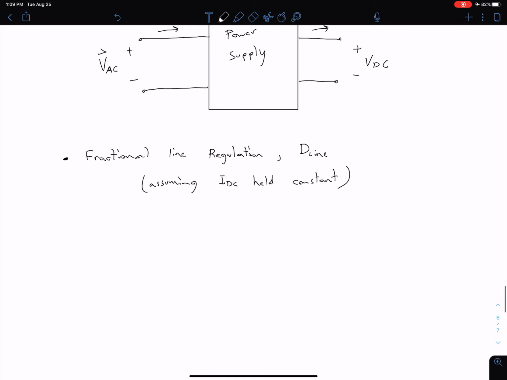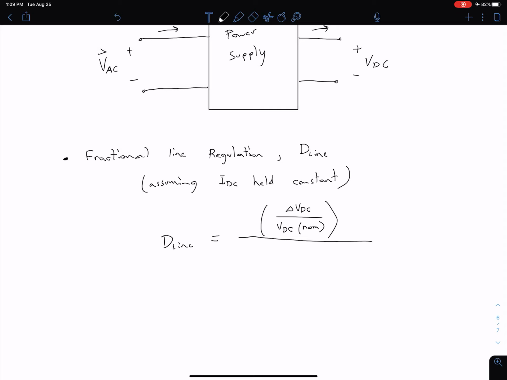Okay, and so the equation, I'm going to put that up here, and then we're going to look at a quick example to see how we use this. So we're going to have a big messy fraction. In the numerator of this fraction, we're going to have delta VDC. So that's the change in our DC voltage, which is our output. And we'll have in the denominator of that fraction, VDC nom. And so that's just our nominal value of VDC.